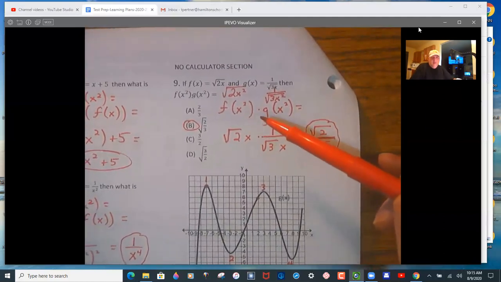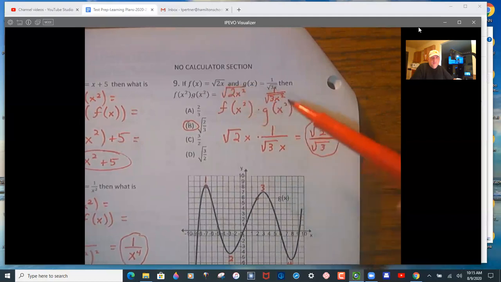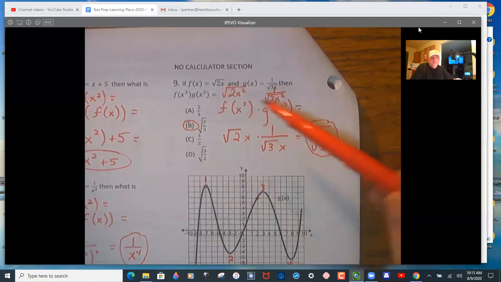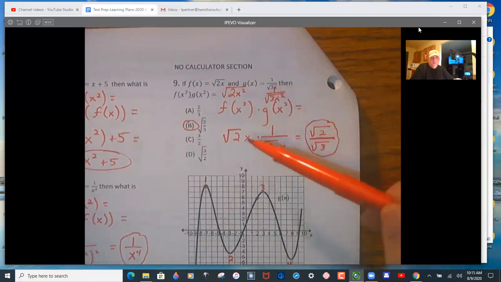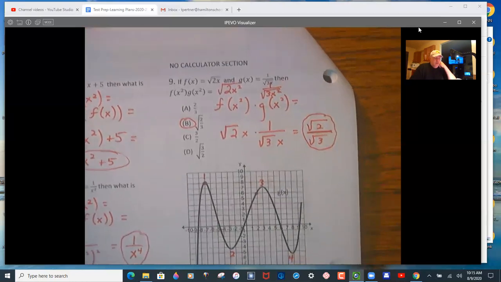So f of x squared, what does that look like? The square root of 2x squared. X squared goes into the f function. G of x squared, so then we replace x with x squared in the g. So 1 over square root of 3x squared. So we do this product, and the square roots of the x squareds come out as x's. So we end up with this. The x's cancel out there. So a little bit of a goofy problem with that.